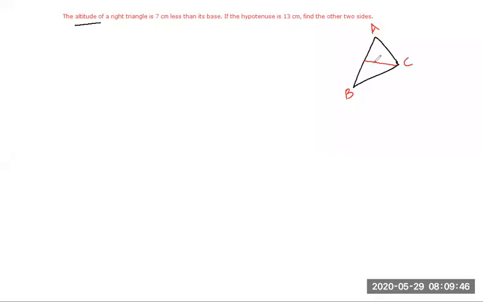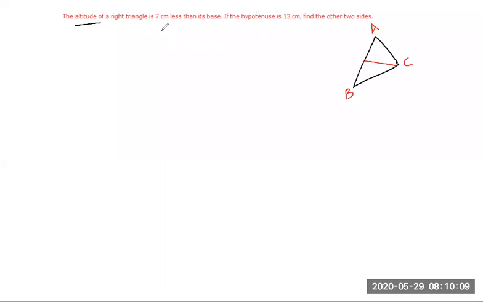Students, today let us discuss a few other very important basic things. Let's say we have this question: the altitude of a right angle triangle is 7 centimeter less than its base. If the hypotenuse is 13 centimeter, find the other two sides.